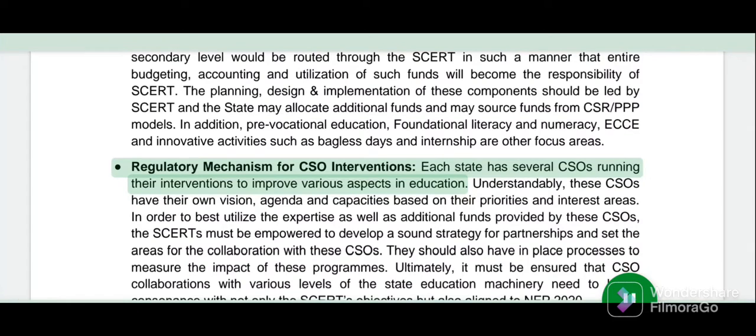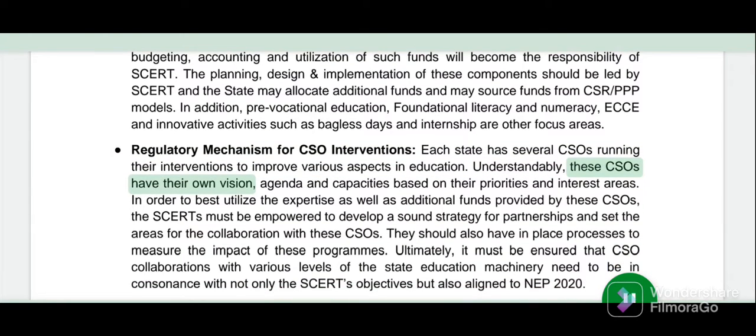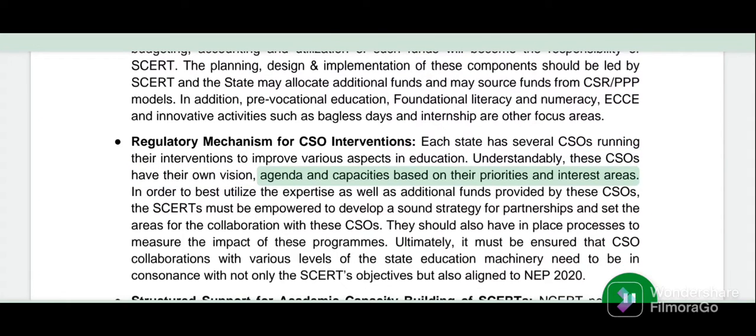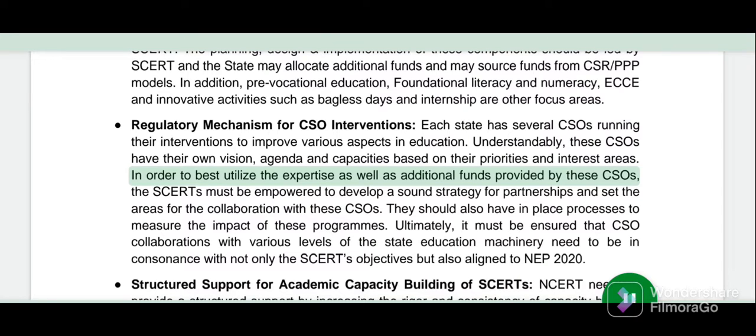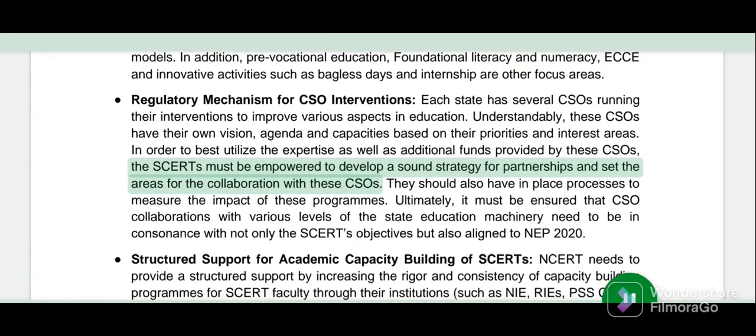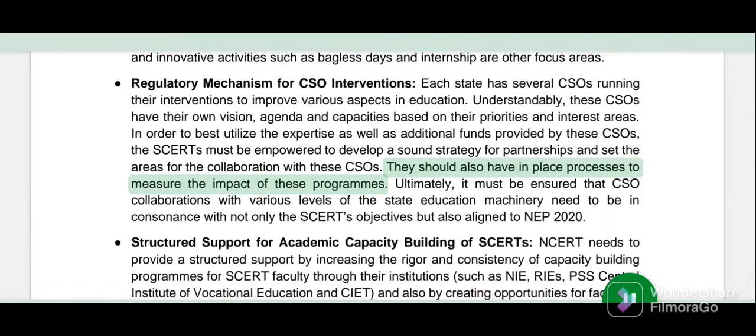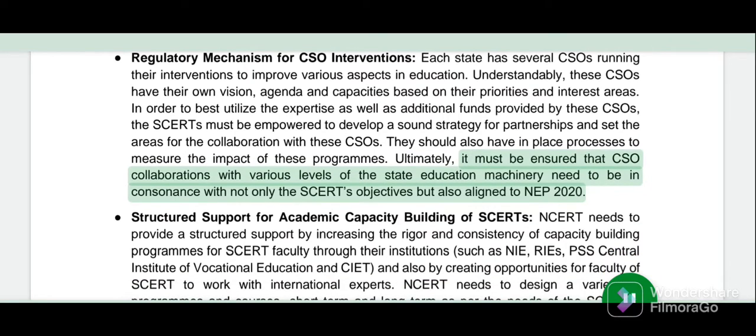Regulatory mechanism for CSO interventions. Each state has several CSOs running their interventions to improve various aspects in education. Understandably, these CSOs have their own vision, agenda and capacities based on their priorities and interest areas. In order to best utilize the expertise as well as additional funds provided by these CSOs, the SCERTs must be empowered to develop a sound strategy for partnerships and set the areas for the collaboration with these CSOs. They should also have in place processes to measure the impact of these programs. Ultimately, it must be ensured that CSO collaborations with various levels of the state education machinery need to be in consonance with not only the SCERT's objectives but also aligned to NEP 2020.